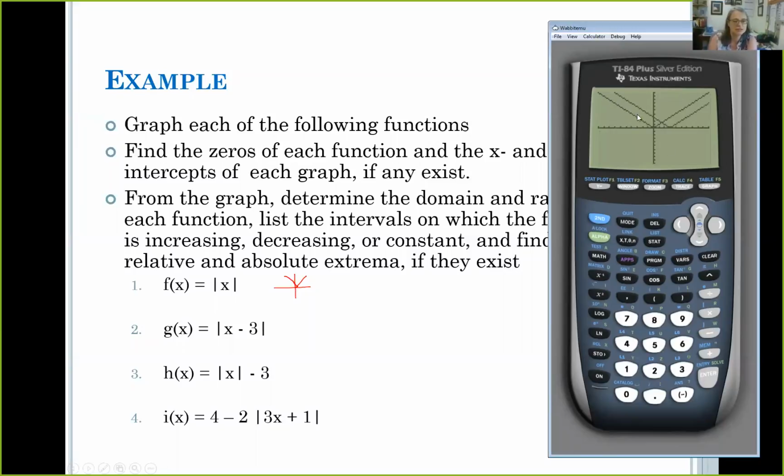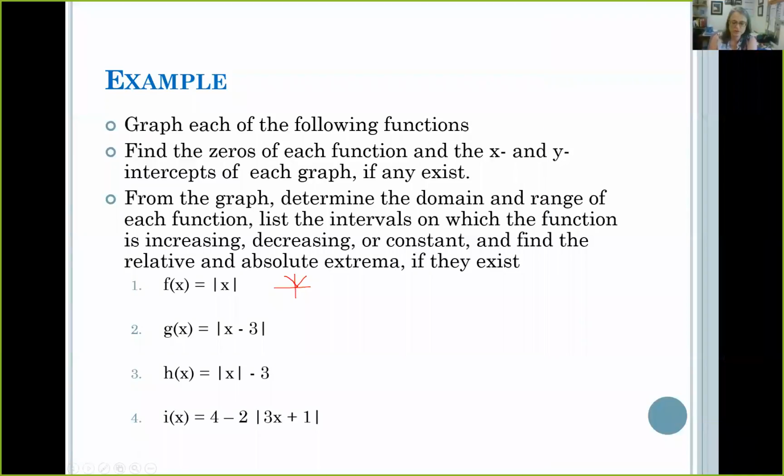So this one is the original absolute value x. This one is the shifted. This is number 2. So this guy looks like that. This one is going to be a vertical shift. So that's going to look like that.